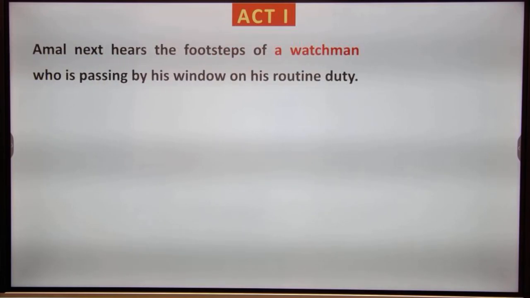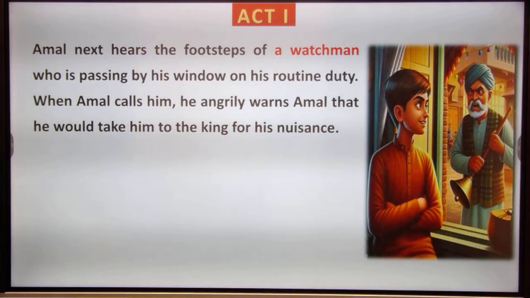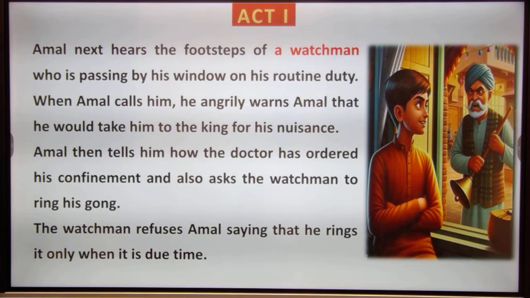The next visitor is a watchman who is passing by his window on his routine duty. A watchman is a person who rings the gong to tell the common people about different phases or stages of time. Amal calls him. He angrily warns Amal that he would take him to the king for his nuisance, that he should not disturb the watchman from performing his duty because he has to follow the time very accurately. Amal tells him how the doctor has ordered his confinement, because of which he has to stay inside the room all the time, and also asks the watchman to ring his gong for him.